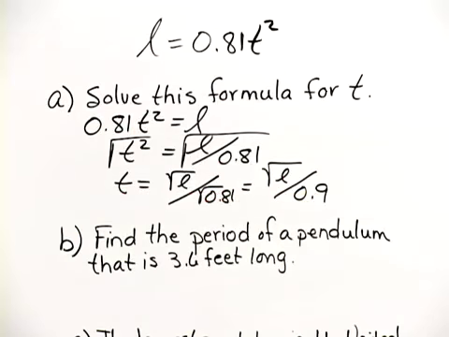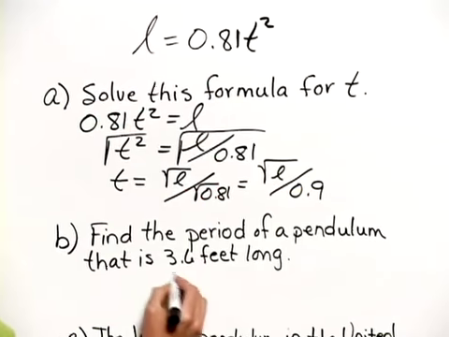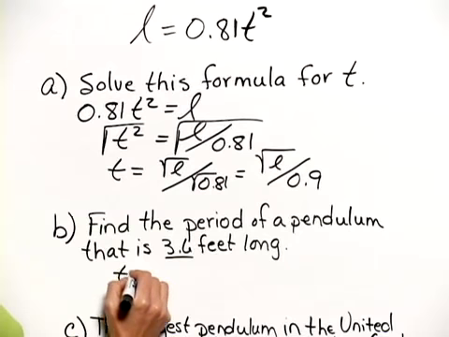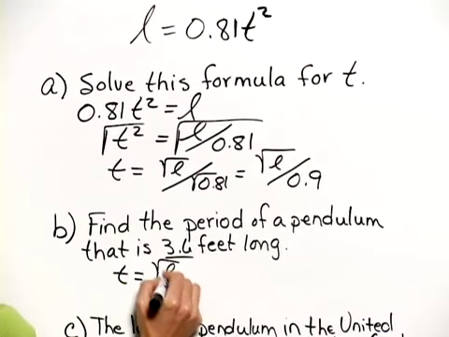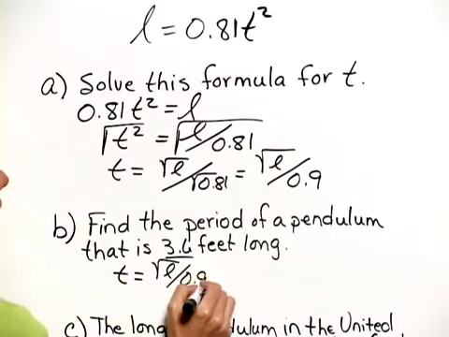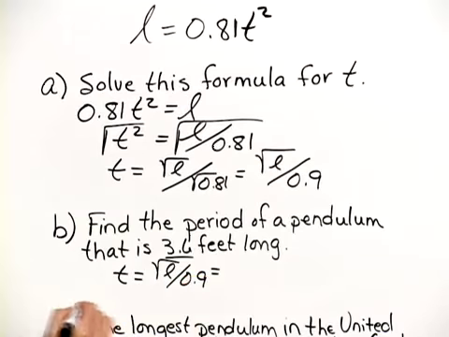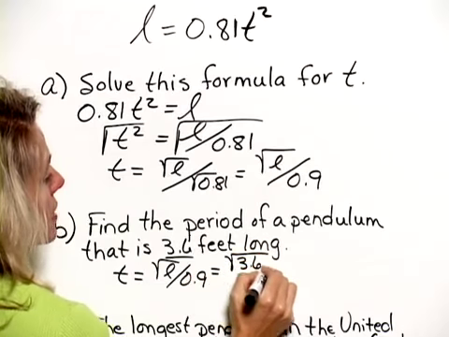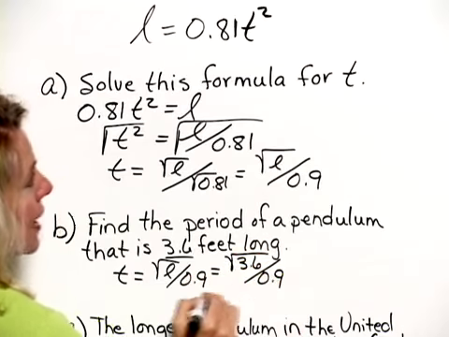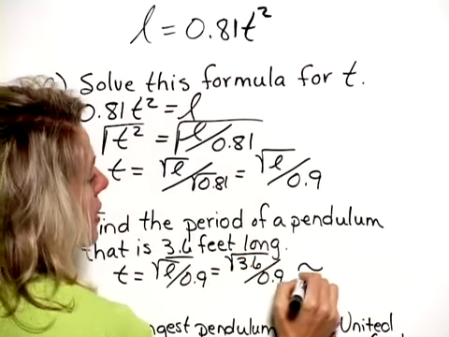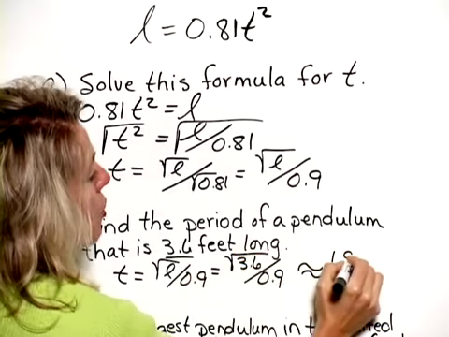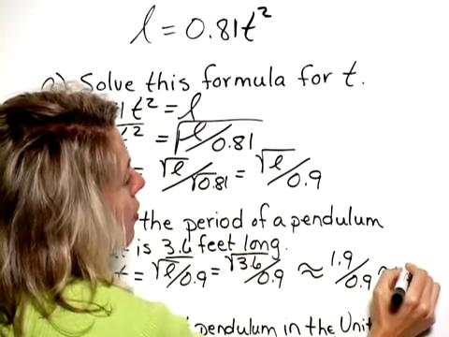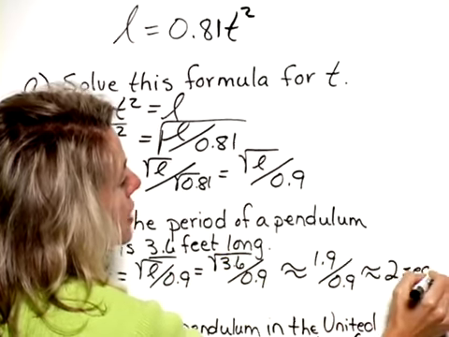Now for part B, we want to find the period of a pendulum that is 3.6 feet long. So we're going to take our formula, t equals the square root of L over 0.9, and we're going to put 3.6 in for L. So we've got the square root of 3.6 over 0.9, and that's approximately equal to 1.9 over 0.9, which is approximately equal to 2 seconds.